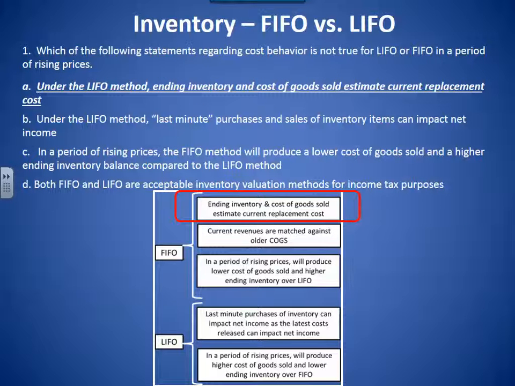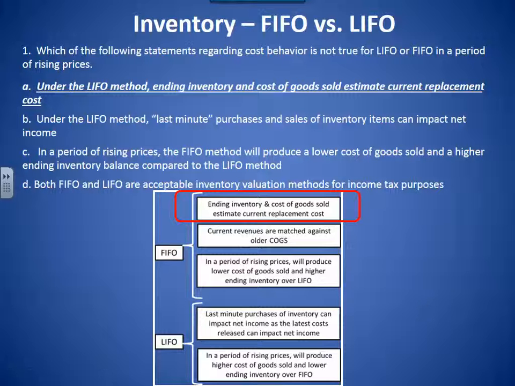Okay, number 1, which of the following statements regarding cost behavior is not true for LIFO or FIFO in a period of rising prices? The answer is A. Under the LIFO method, ending inventory and cost of goods sold estimate current replacement cost. We can see by what we circled here that it is actually ending inventory and cost of goods sold under FIFO that estimate current replacement cost. So A would be the not true statement.